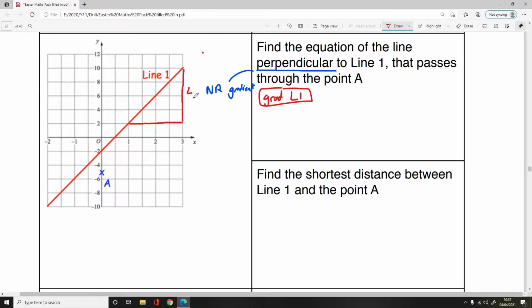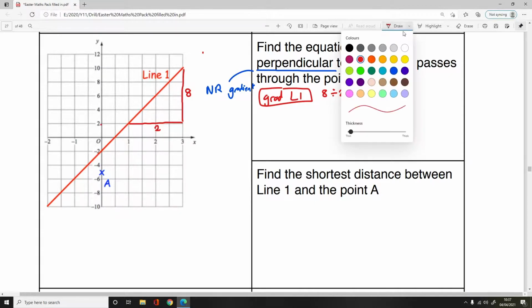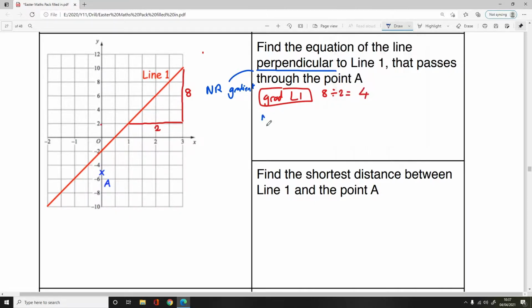That goes up. Okay, be really careful here. It doesn't go up 4. It goes up from 2 to 10. That's actually 8. You're not counting squares, you're counting units or coordinates. And similarly, it doesn't go across 4 either. It goes across 2. So the gradient of that is 8 over 2, which is 4. So our negative reciprocal gradient is equal to minus 1 over 4, and that's going to be our value of m.